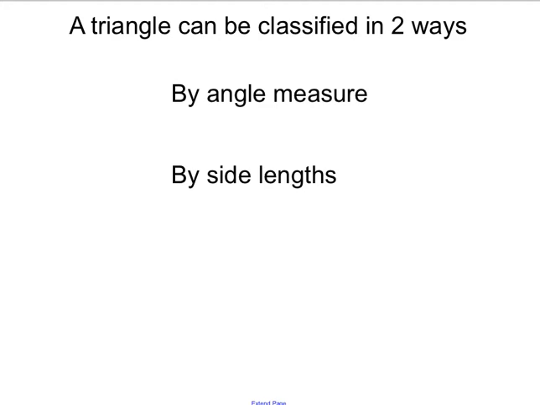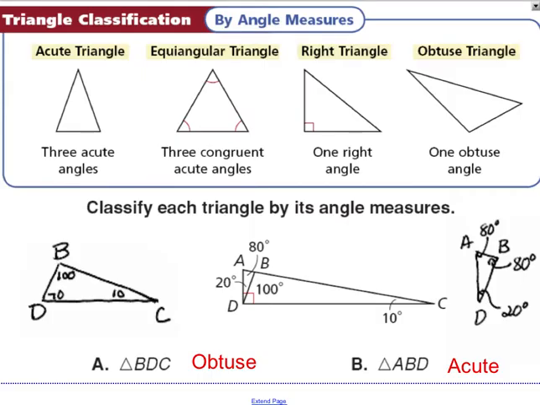We can classify a triangle in two ways. We can classify it by its angle measures, and we can classify it by its side lengths. As you can see, we have acute triangles. These are the ways I can classify a triangle by angles.